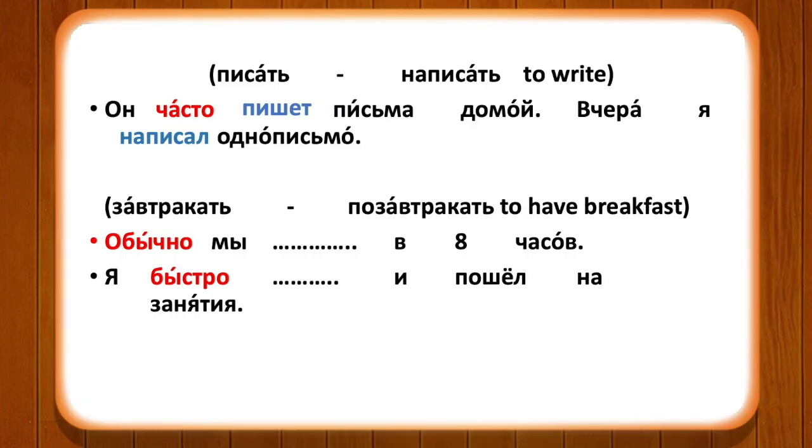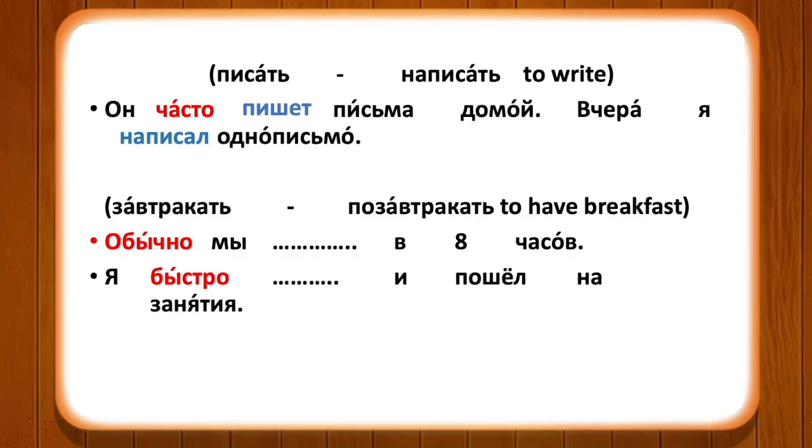In the next sentence, you have to use the verb завтракать, позавтракать. Завтракать, позавтракать means to have breakfast. So завтракать is imperfective aspect, позавтракать is the perfective aspect. The sentence is Обычно мы dash в 8 часов. Обычно here indicates usually.